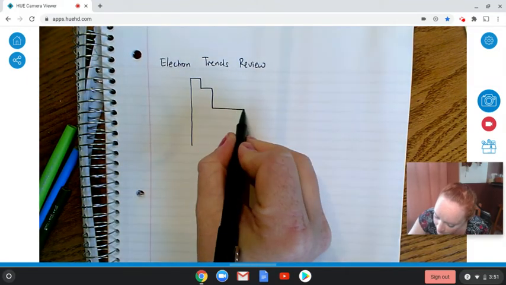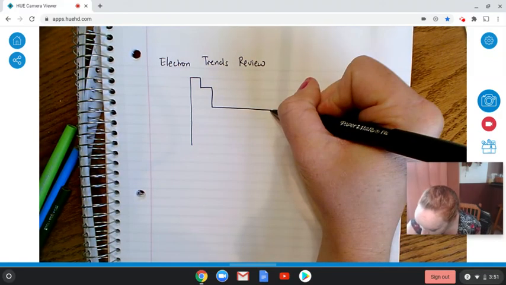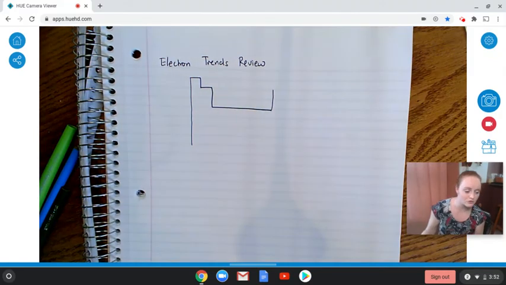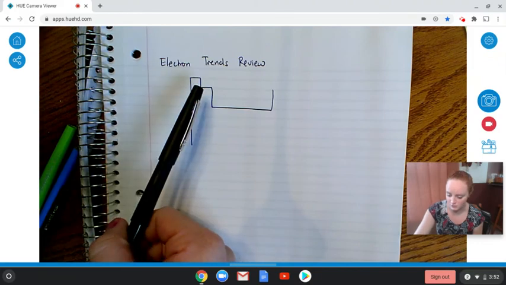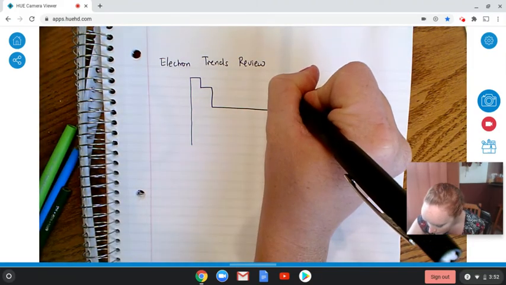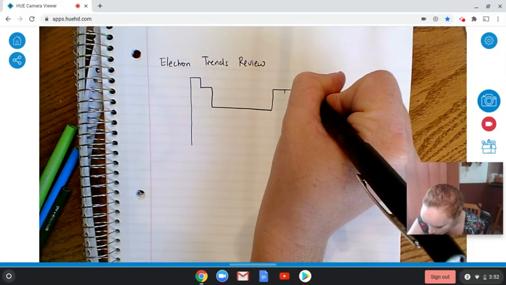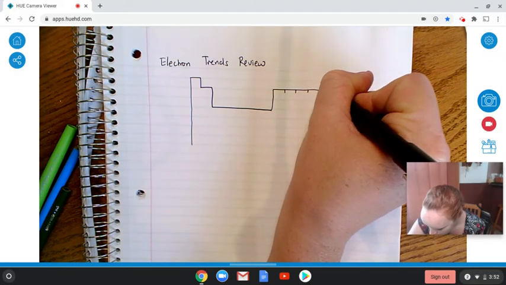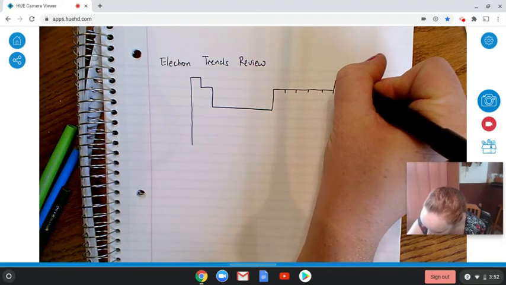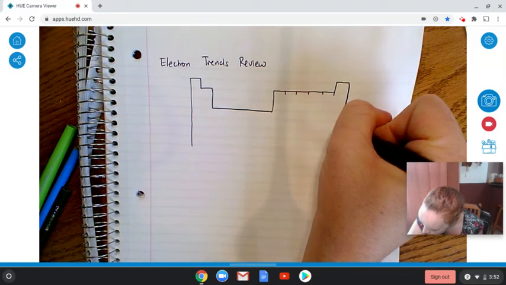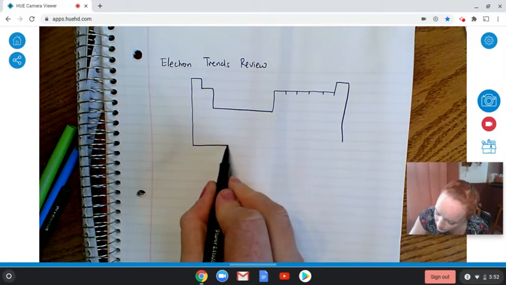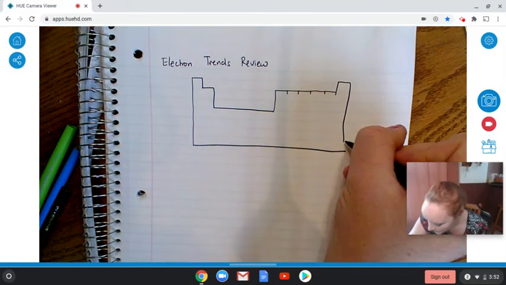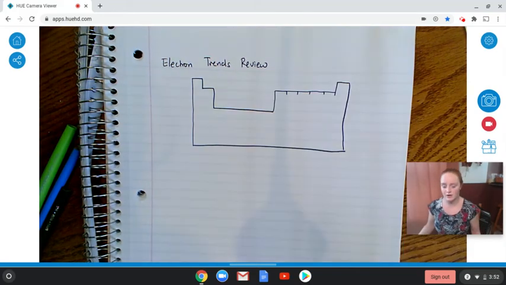Now, this time it is not important how many middle blocks you have, but you do want to make sure you have the right number of columns. So this is 1, 2, 3, 4, 5, 6, 7, and then 8 is up. So we do want to make sure we have the right number of columns since we are going to be looking at electron trends by column.